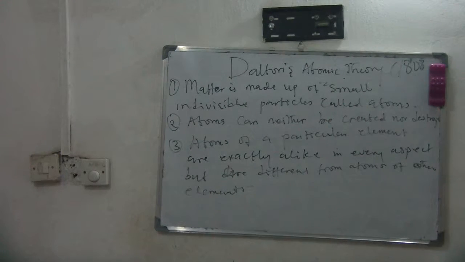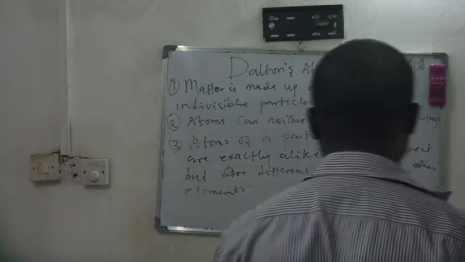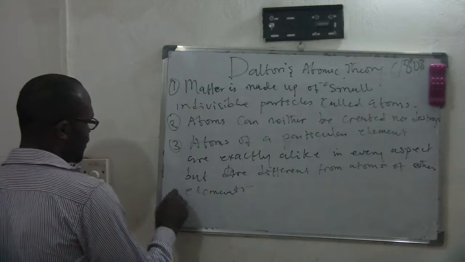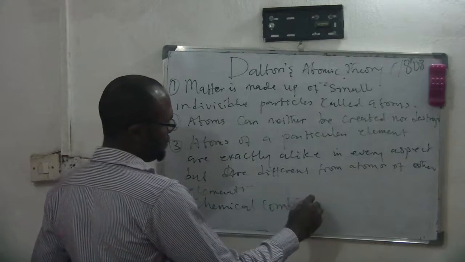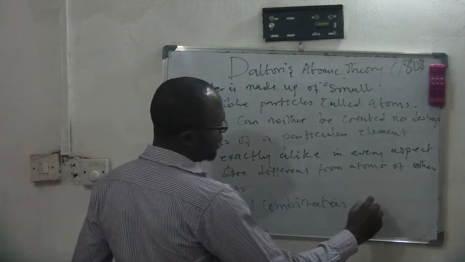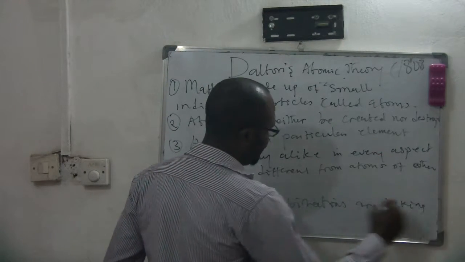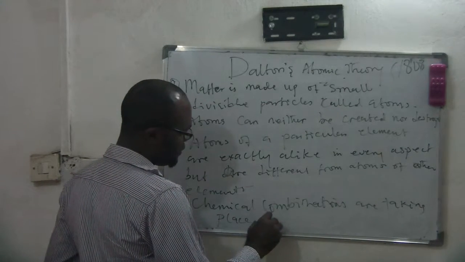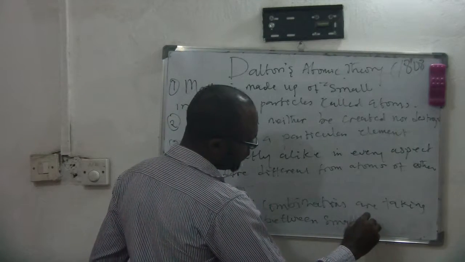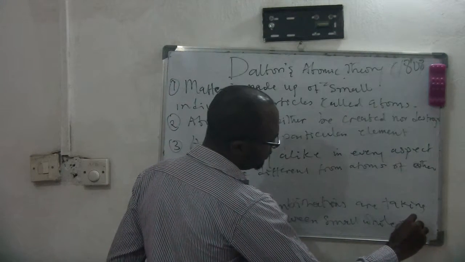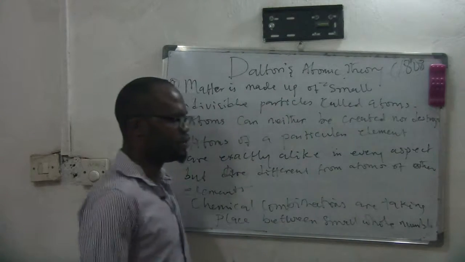Then the final and the last statement of Dalton's atomic theory says what? Chemical combinations take place between small whole number ratios of atoms. That's number 4. It says what? Chemical combinations, you can call them reactions, are taking place between small whole numbers. The law of simple proportion.